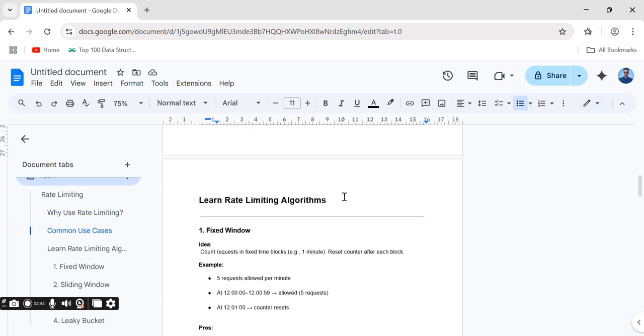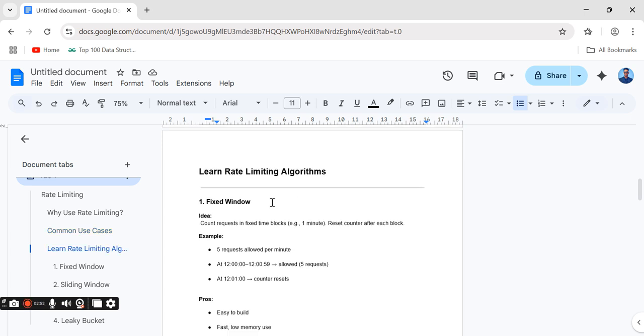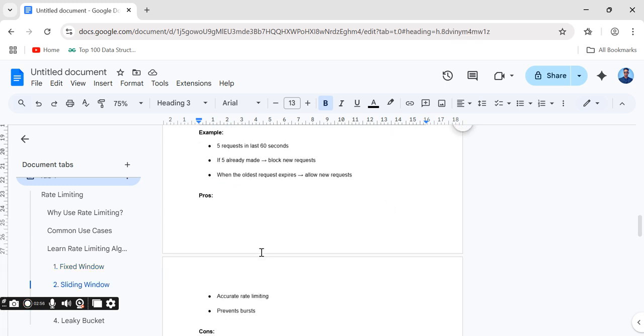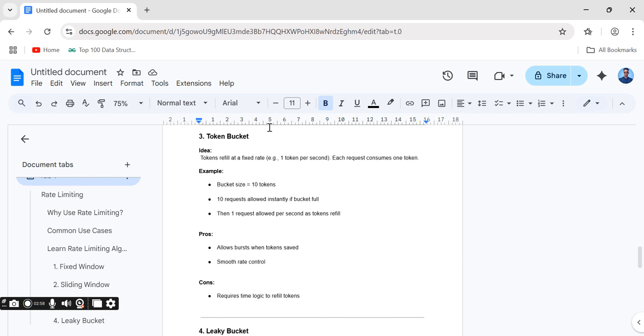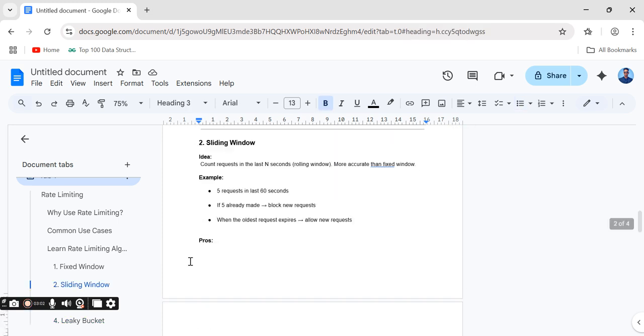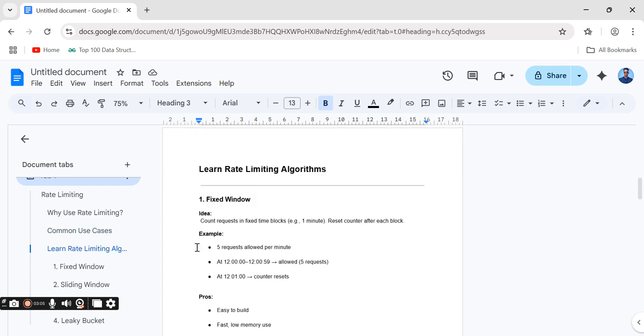There are some algorithms for rate limiting. There are many ways to implement rate limiting. One is the fixed window. These are the 4 types: fixed window, sliding window, then token bucket, and leaky bucket. Let's see them one by one.